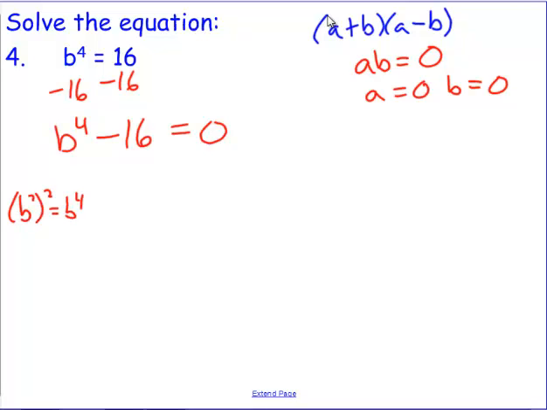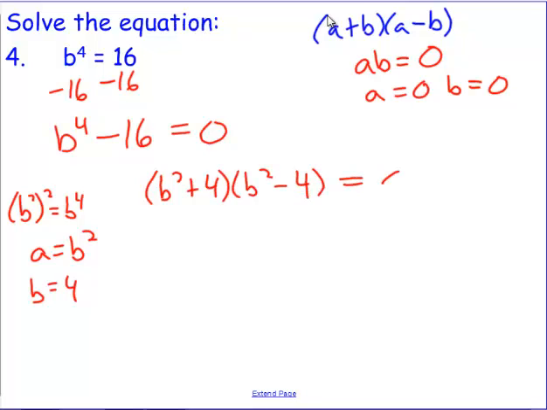So b squared will be my a term. And then what would I square to get 16? Well, I think we all know that that would be 4. And so notice, when I factor b to the 4th minus 16, I get b squared plus 4 times b squared minus 4, and that's still all set equal to 0. What I'm hoping somebody out there might notice, and this is again why I talk about why I like the order to be a certain way, I like the subtraction to come after the addition.